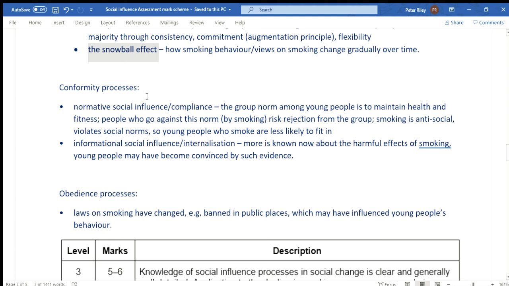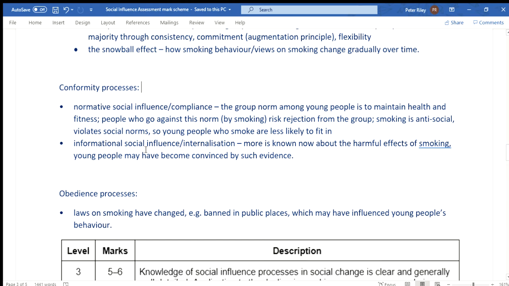You could refer to conformity. So normative social influence. So as more and more younger people do not smoke, those who do smoke then start to go against the group. So in 2017, because the smokers are the minority, most people just conform to the majority who do not smoke. So therefore they're violating social norms. They might feel that they risk being excluded if they do smoke. You could refer to informational social influence and internalization.